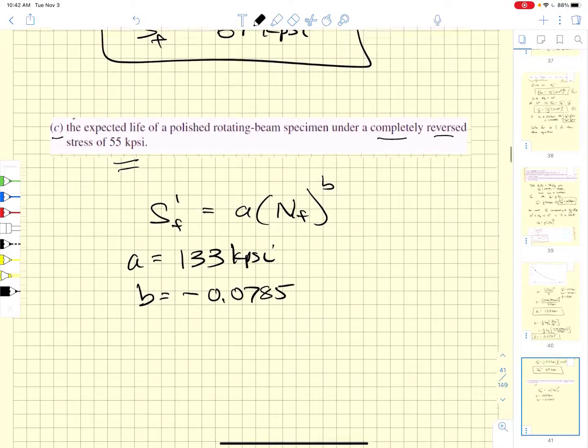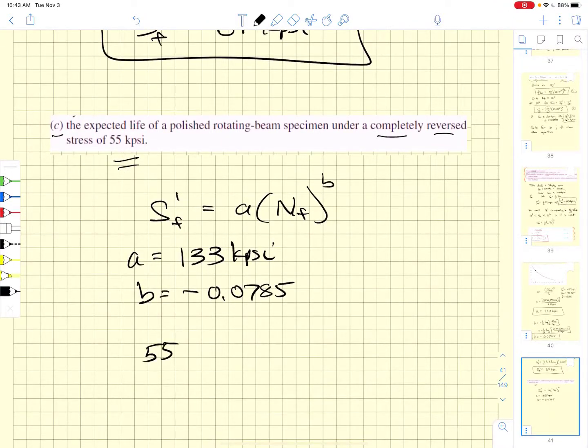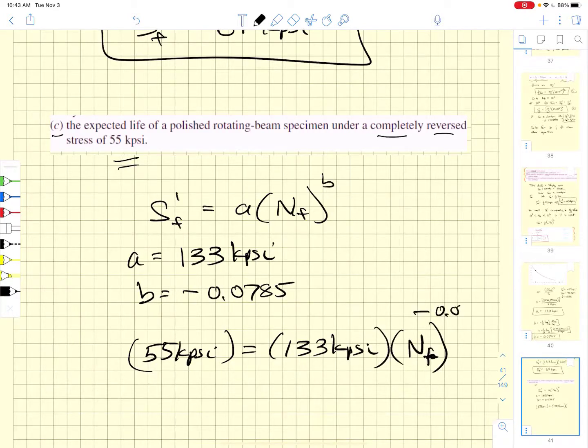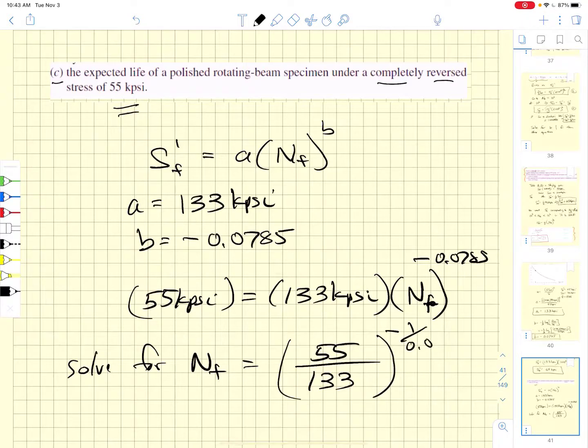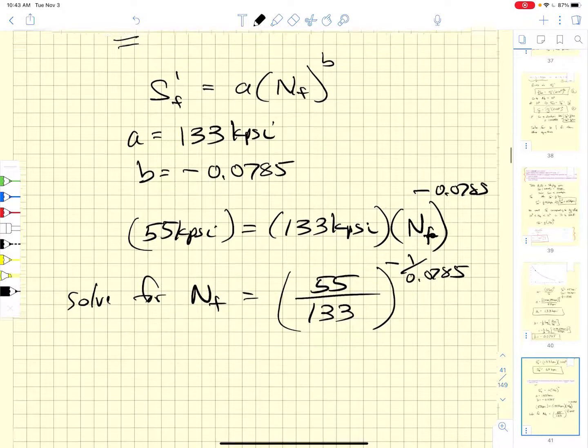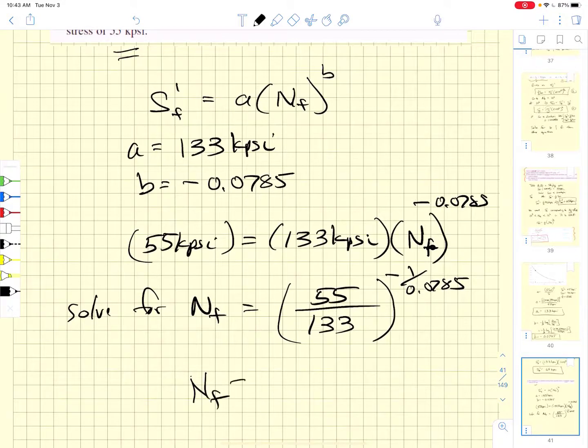We know that B is equal to minus 0.0785. And so we simply put the 55 kpsi on the left side, and that's equal to the 133 kpsi times the number of cycles to failure, to the power minus 0.0785. Solve for N_F, which says that I have 55 divided by 133, all to the negative 1 over 0.0785. And if we do that calculation, we find that the number of cycles to failure is 7.7 times 10 to the 4th cycles.